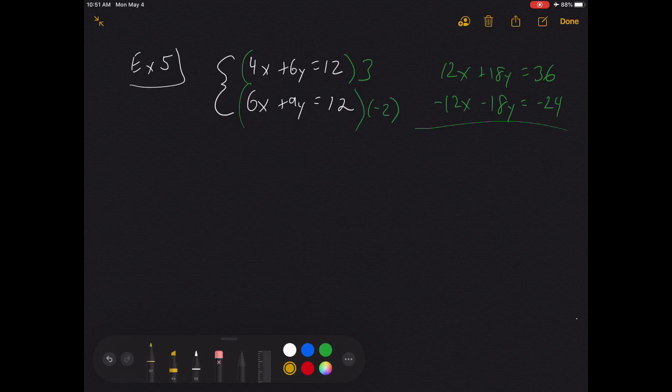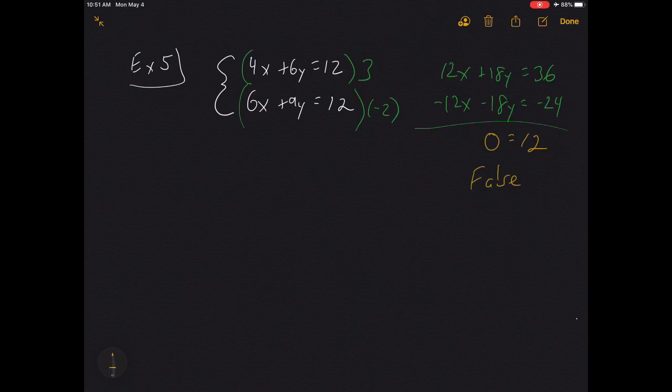If I add the column straight down, 12x minus 12x is 0. 18y and negative 18y is also 0. So that whole left-hand side is 0. But on the right-hand side, if I add that down, I get 36 minus 24, which is 12. This is a false statement. That is not true. Those two things do not equal each other. When this happens, if you end up with a false statement at the end, something that absolutely cannot be true, these two lines are parallel. This is the case where there would be no solution.